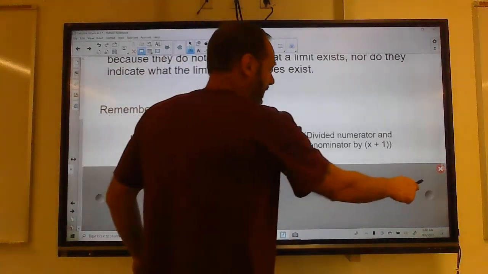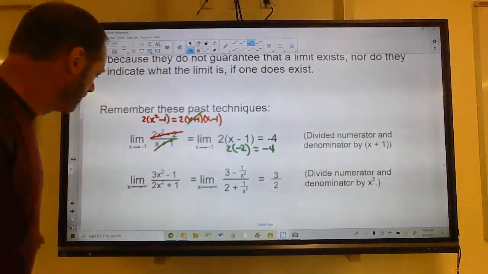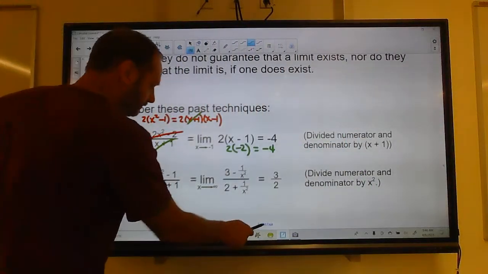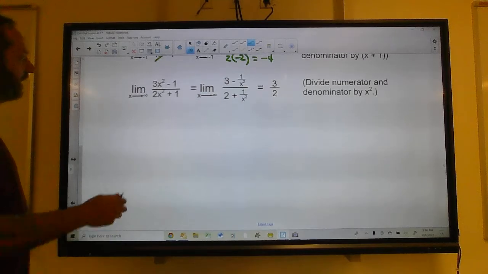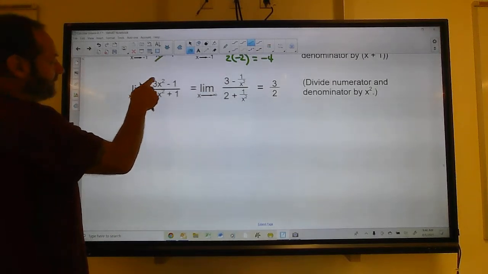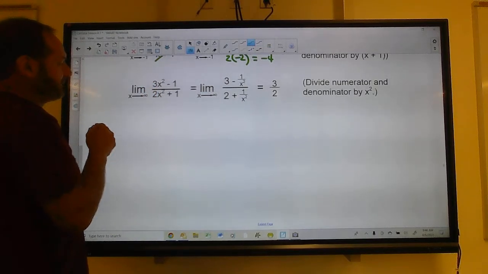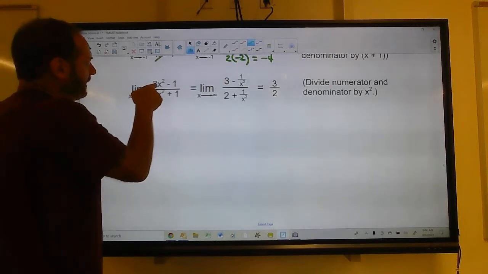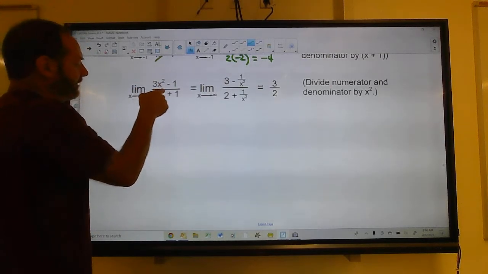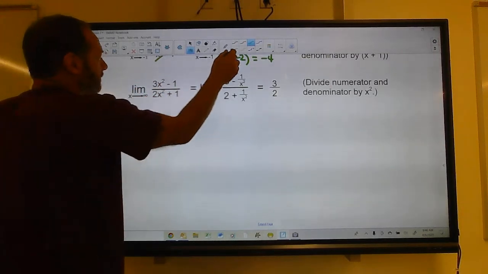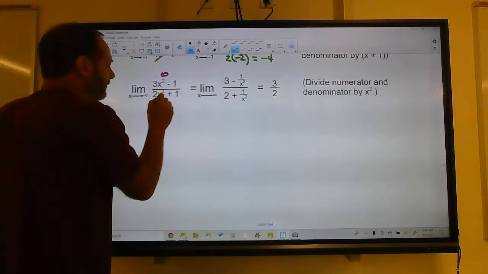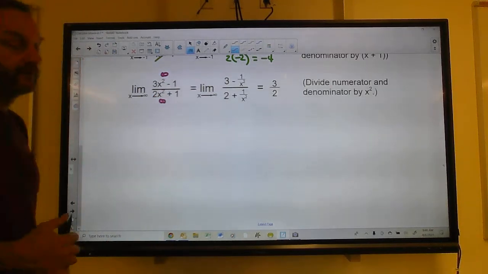Or I had another situation where we could do something like this. What if I want the limit of this as x goes to infinity? If I get close to infinity here, this goes to infinity and this goes to infinity. So this ends up being infinity over infinity, and that's indeterminate.